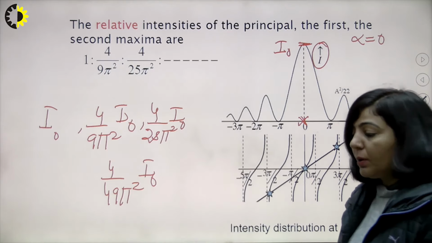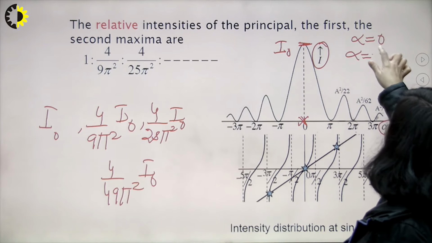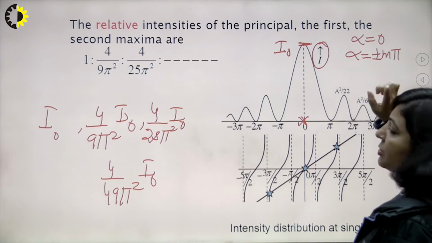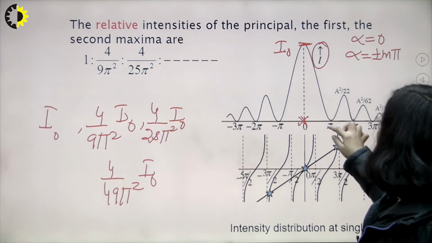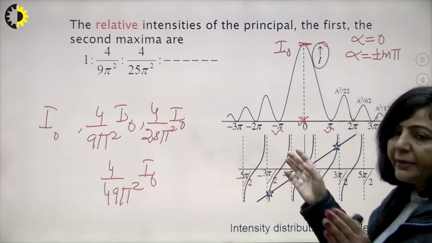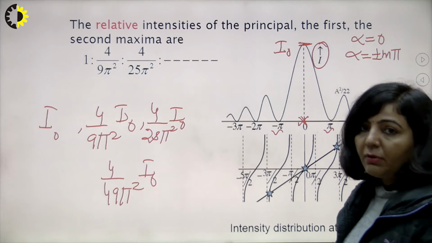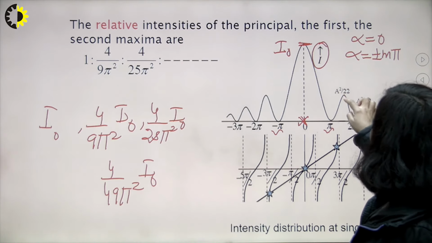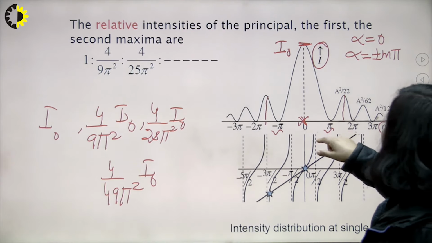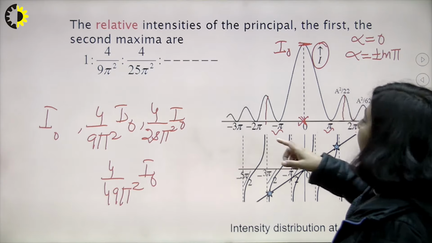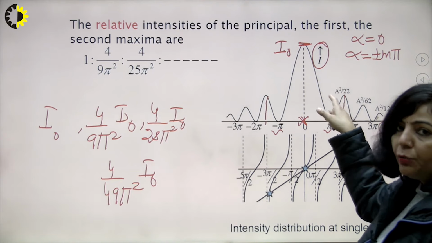After your principal maxima, on both sides you are going to get minima, and you know the points of minima. Minima is obtained when alpha is plus minus m pi, and m is not 0, m is starting from 1. It means your first minima are obtained at plus minus pi. So these are the positions of minima on both sides of the principal maxima. After that, you get your first secondary maxima at 3 pi by 2. So this point is 3 pi by 2, this one is also 3 pi by 2, and it will be 4 by 9 pi square of I naught, and when the value of pi is substituted, it is 1 upon 22 times a square.